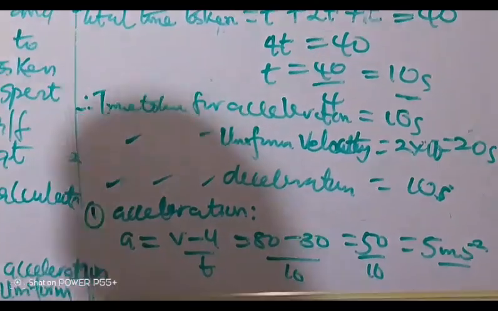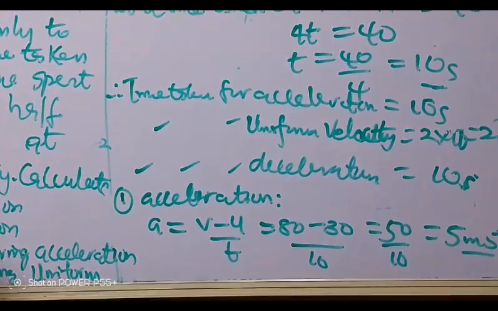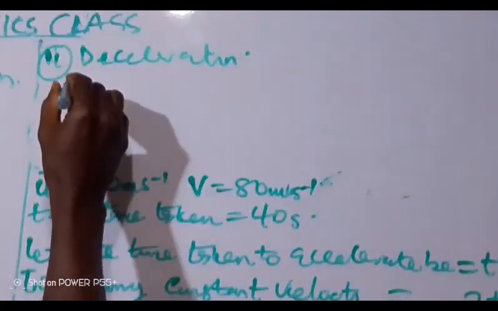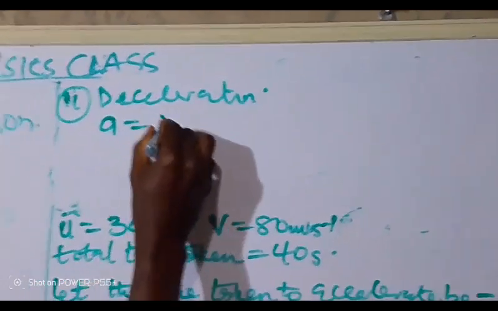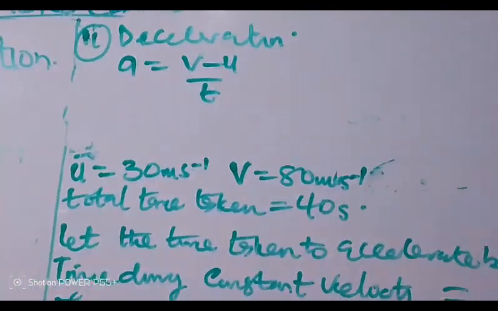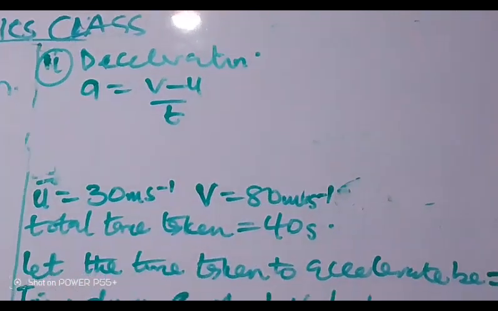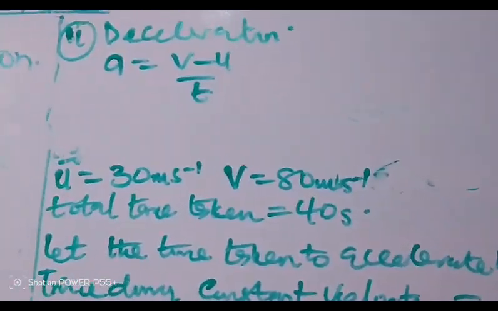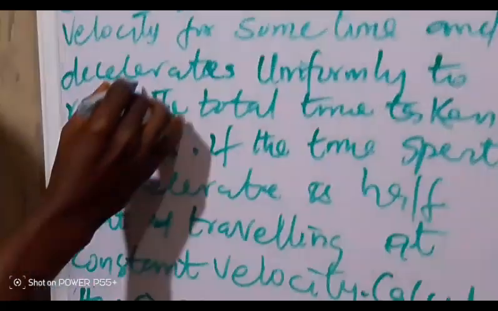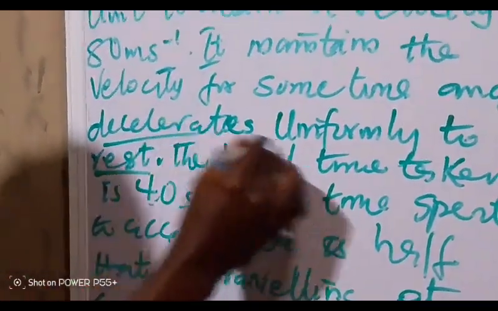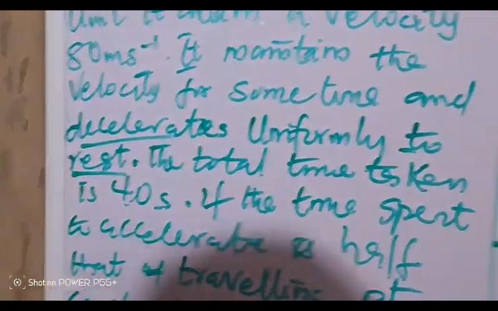That is for acceleration. Deceleration, using the same formula, a is equal to v minus u over t. Our v here, take note, the question says decelerate to rest. So our v here will be equal to 0.